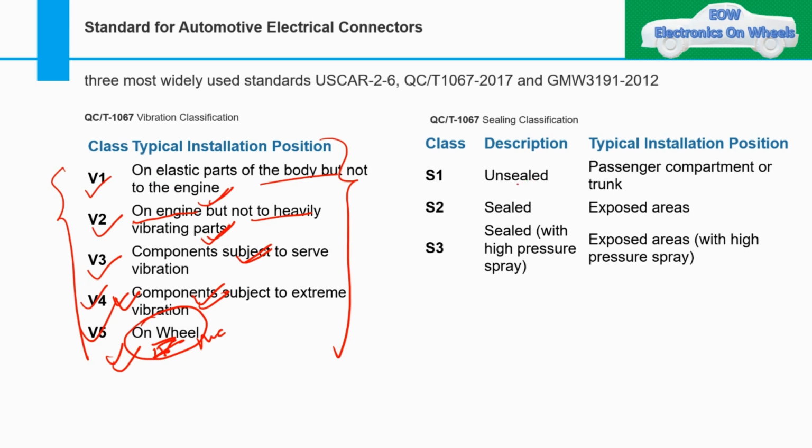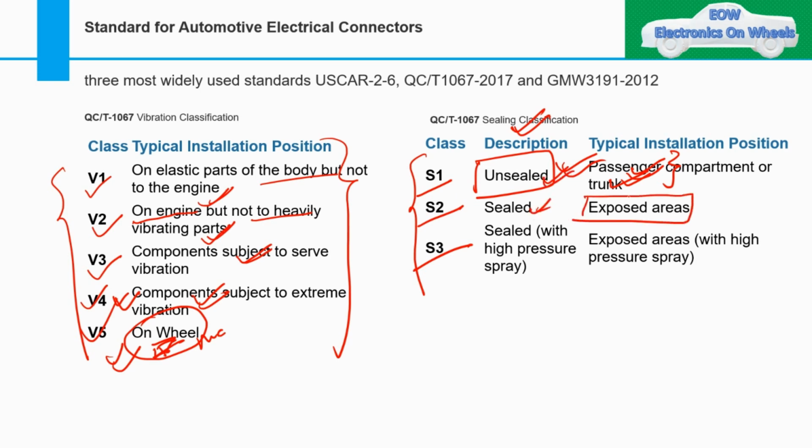Then there is a sealing classification as well. There are three sealing classes as per the standards: S1, S2, and S3. S1 is nothing but unshielded. As I already told you, in the passenger compartment or trunk, where you do not have any exposure to water and dust, you can use the unshielded. Then S2, shielded, where you have an area exposed to water and dust, so you have to use the shielded. Then S3 is shielded with high pressure spray. For exposure areas where there is high pressure spray, you have to use the S3 class of connectors.